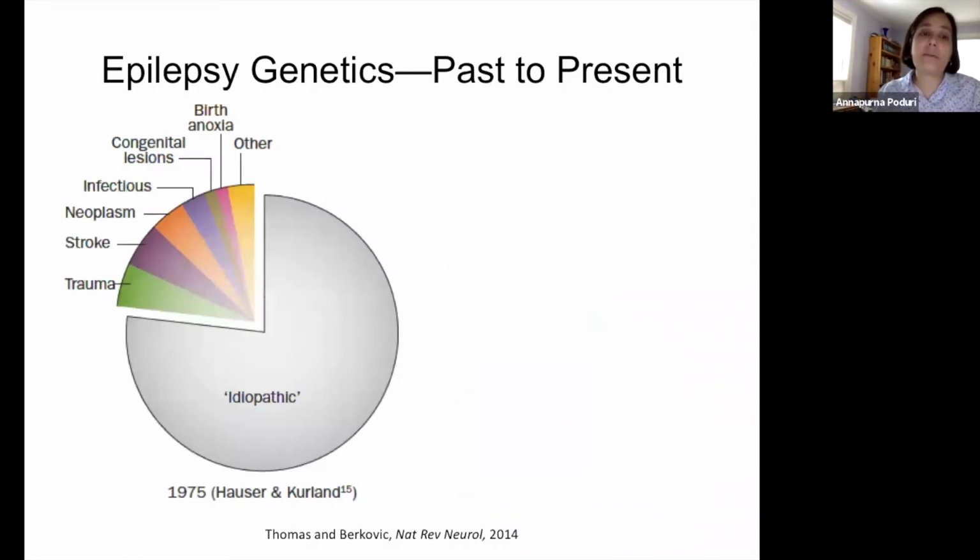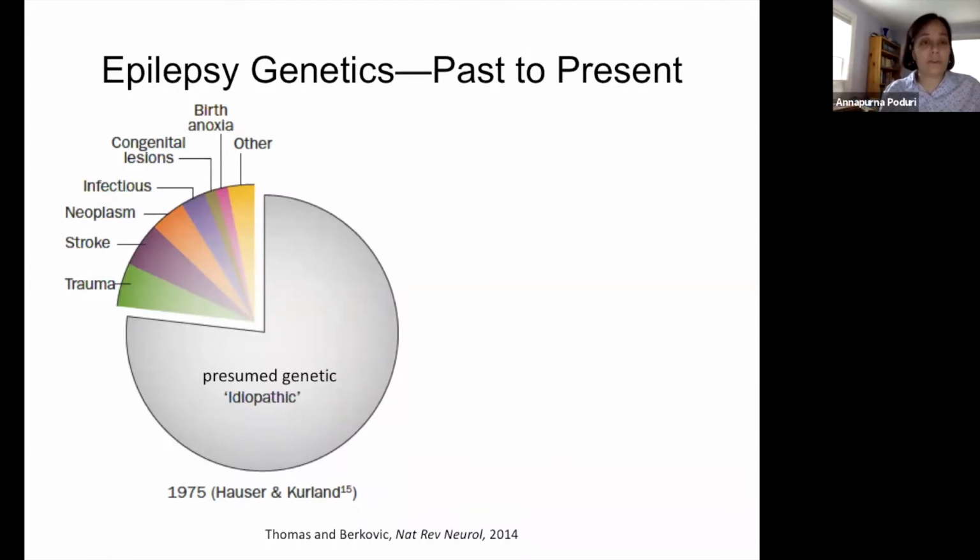So just by way of overview, predating all of us in the field back in the 70s, but even before this, was this concept that we had a few known causes for epilepsy: trauma, stroke, congenital lesions, HIE, and so on, but the vast majority of the cases were considered idiopathic, which then evolved by the time I was in training to be called presumed genetic.